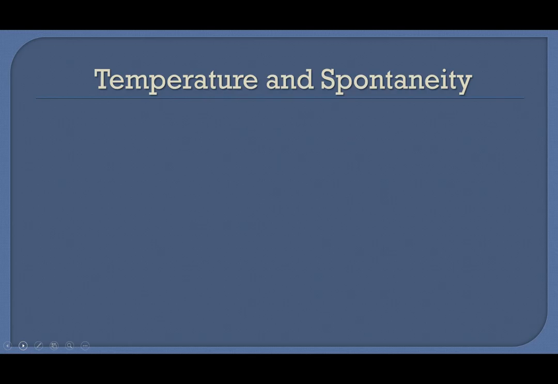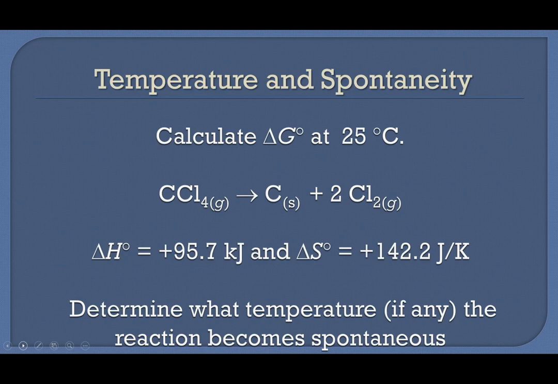Okay. So now this gives us the ability to ask questions in a different manner. So the question that we asked before, the one that we calculated in the previous example, is we said calculate delta G at 25 degrees Celsius. When we calculated delta G at 25 degrees Celsius, we found that delta G was positive 53.3 kilojoules. Okay. So we found that this was a positive delta G, so it was non-spontaneous.